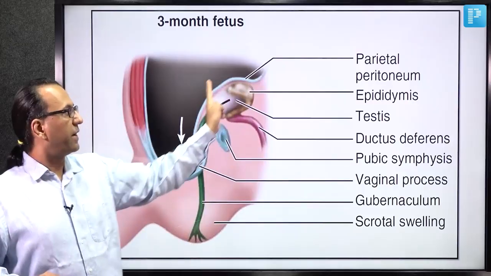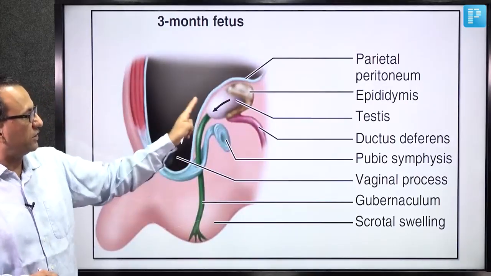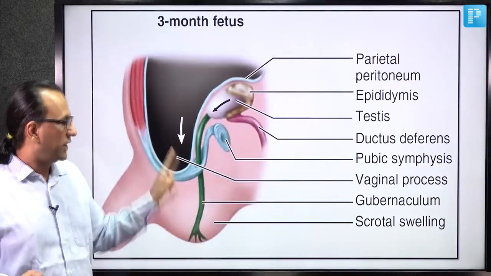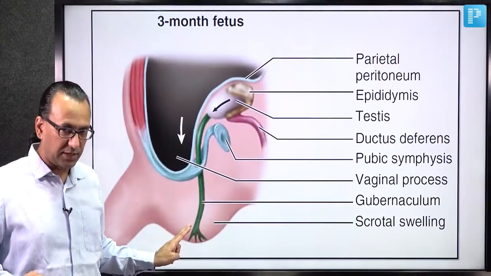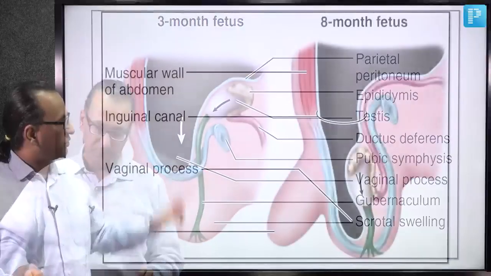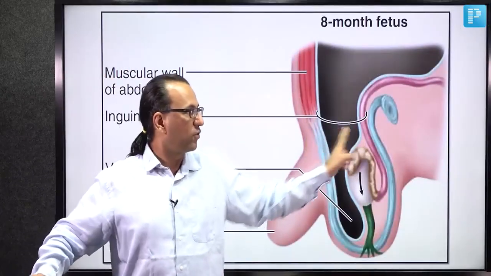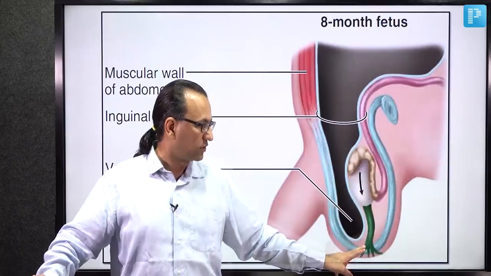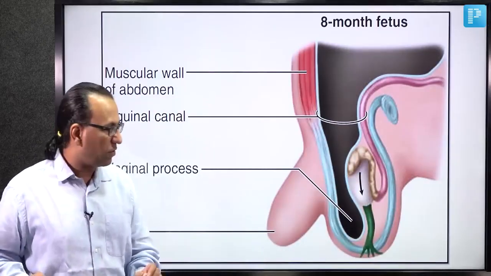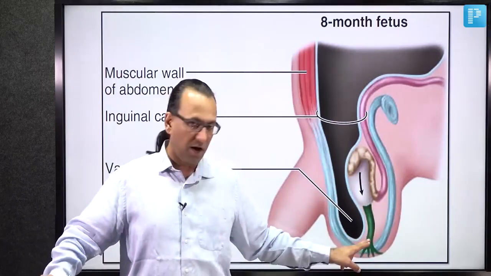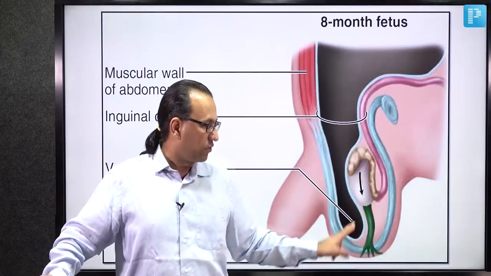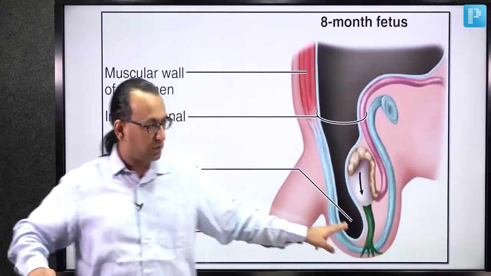It is being followed by a double fold of peritoneum, which is called the processus vaginalis, and it will be reaching the scrotum along with the testis. Let us look at the next stage now. As you understand that this double fold of peritoneum is following the testis into the scrotum, the testis has to reach the scrotum before the baby is born. In some babies, it may be reaching after birth, but mostly at the 9th month of intrauterine life, it should reach the base of the scrotum.